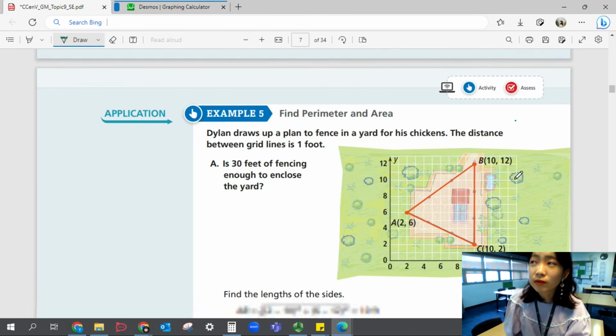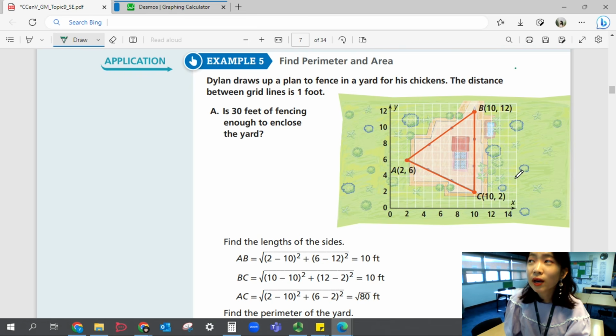Okay, let's look at example 5, application part. We're going to find perimeter and area in a real world example. Dylan draws up a plan to fence in a yard for his chickens. The distance between grid lines is 1 foot. So 1 unit is equal to 1 foot in real life. Okay. So part A, is 30 feet of fencing enough to enclose the yard? So the triangle represents the yard, right? That's his plan to fence in this yard.